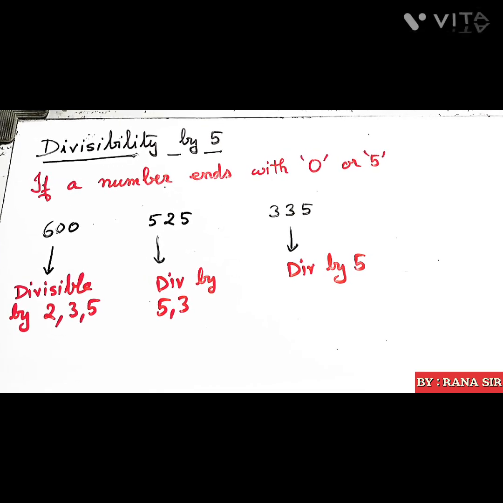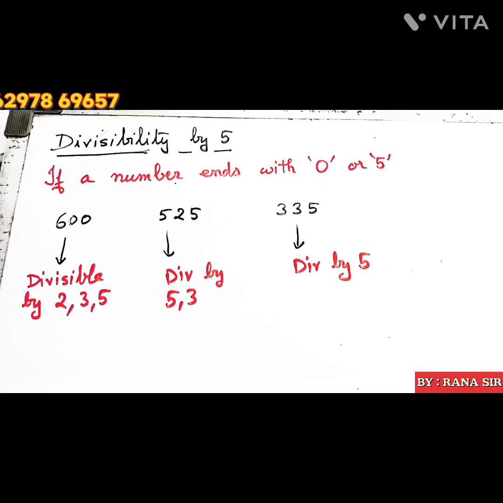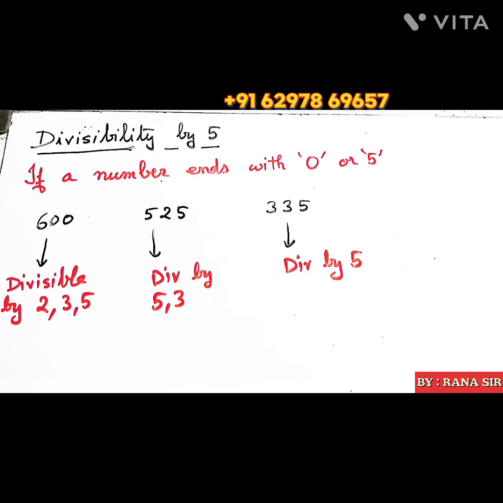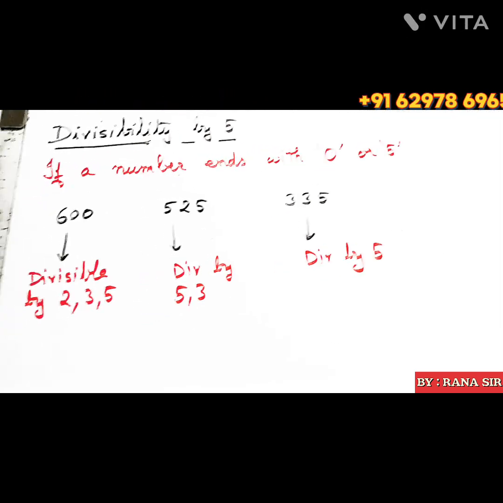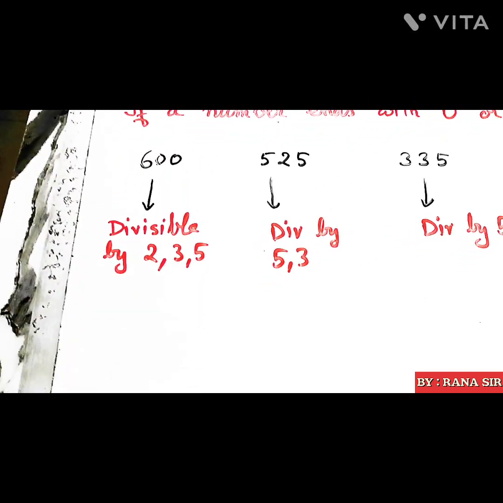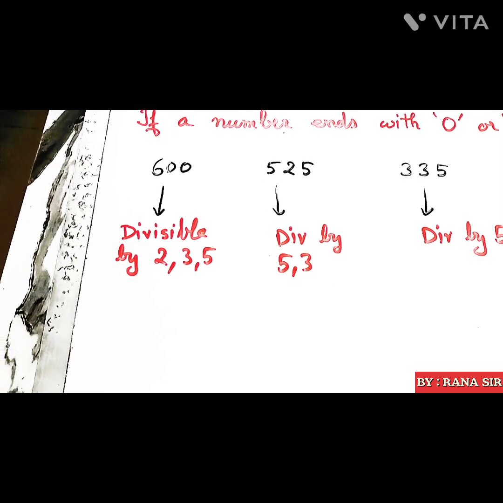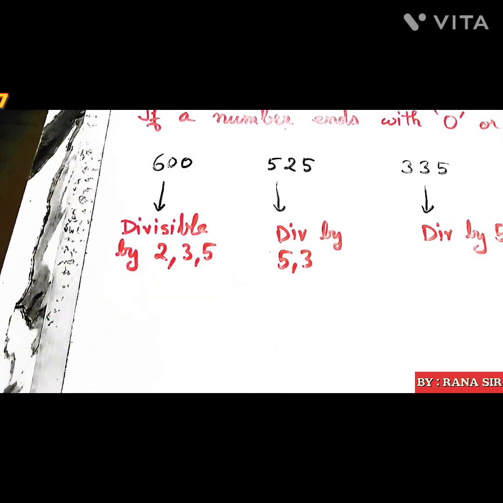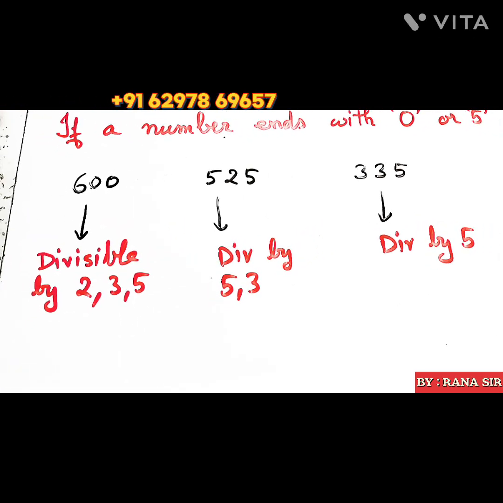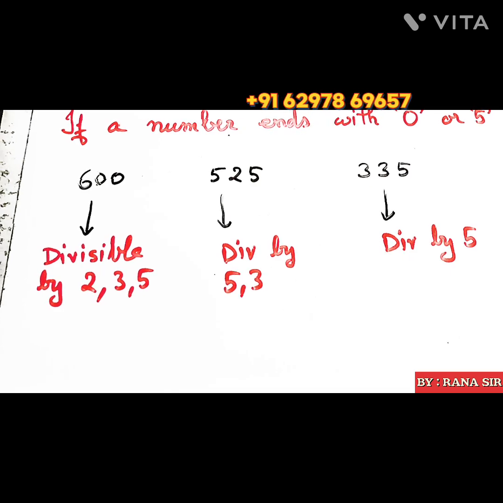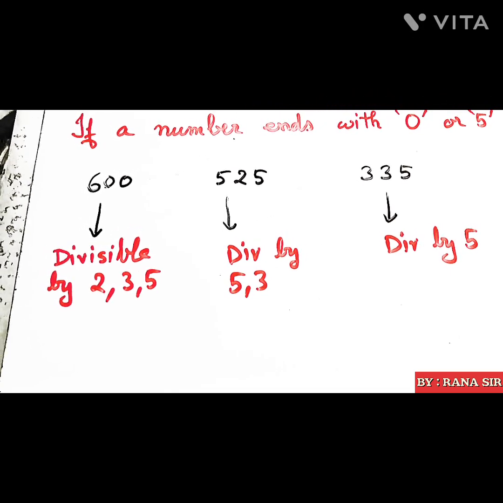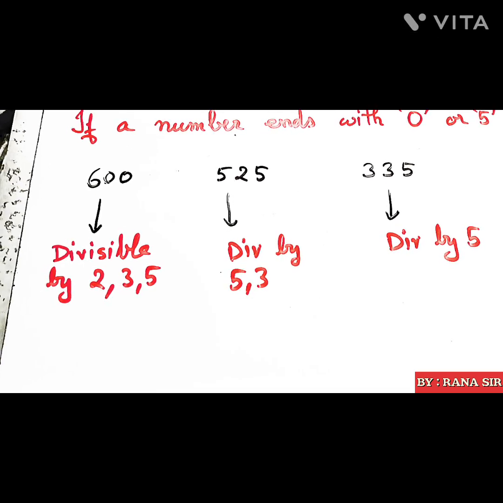Divisibility by 5: if a number ends with 0 or 5, then the number is divisible by 5. Let's understand with the help of examples. First number, 600, ending with 0, is divisible by 5. Also, we can say it is divisible by 2, because the last digit is 0, and the divisibility rule of 2 is that the number ends with 0, 2, 4, 6, 8. Also 6 plus 0 plus 0 is 6, 3 twos are 6, so the number is divisible by 3.